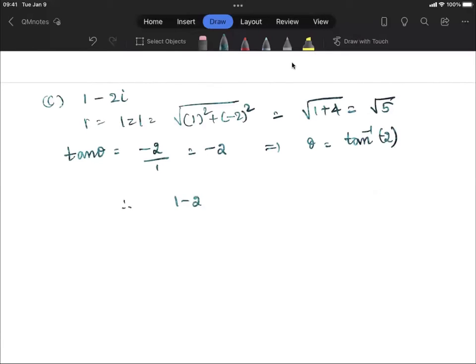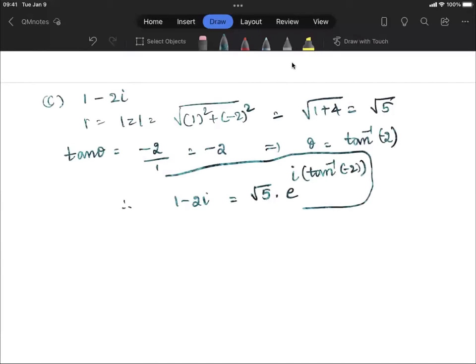So 1 minus 2i can be written as root 5 times e to the power i theta, where theta is tan inverse of negative 2. This can be looked up online, or I can look at the trigonometric tables and get the value.